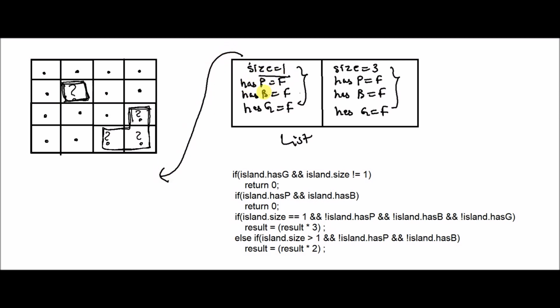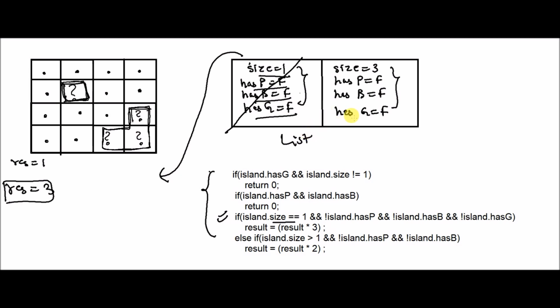Its size is 1 and it does not have any polar bear, brown bear or grizzly bear. So let us see which condition it is satisfying from the right side. According to me, the third condition is getting satisfied. Its size is 1 and it does not have any polar bear or brown bear or grizzly bear. So the result will be result into 3. Let's suppose I'll initialize my result from 1. So currently my result will be 1 into 3, that is 3. And I am done with this object, so I will cut it out.